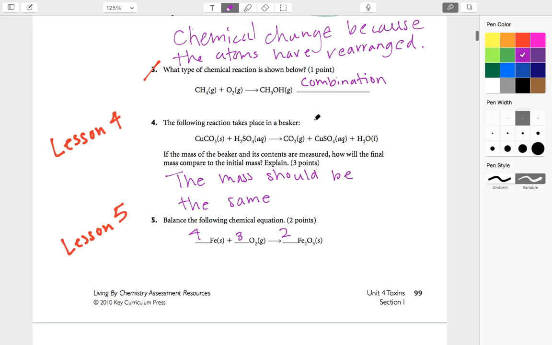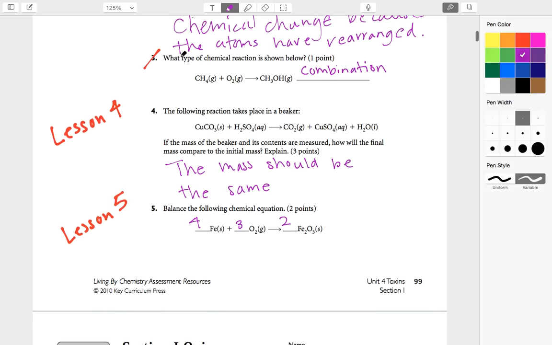Number 3 is also from lesson 6, so it wasn't part of your quiz. You didn't see this question. I crossed it off. But if you want to use this as a practice problem, essentially it's a combination reaction, because you start with 2 reactants, and those 2 reactants combine to form one product. So anytime you have multiple reactants and then you end up with just one thing, one product, one molecule, one compound, whatever you want to call it, that's a combination reaction because it combines.